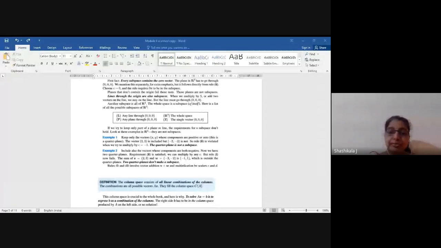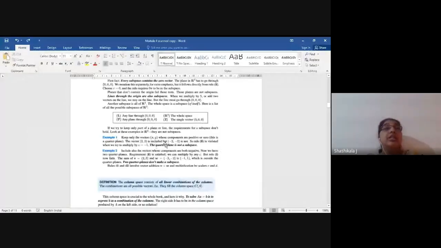Why is it not a subspace here? Because when I add a vector, it is (2, 3), and if I add any other vector, the sum may be in this one. But if I multiply it by a scalar, say -1, then what happens? Your output vector will be (-2, -3), which is not in the first part of the plane.